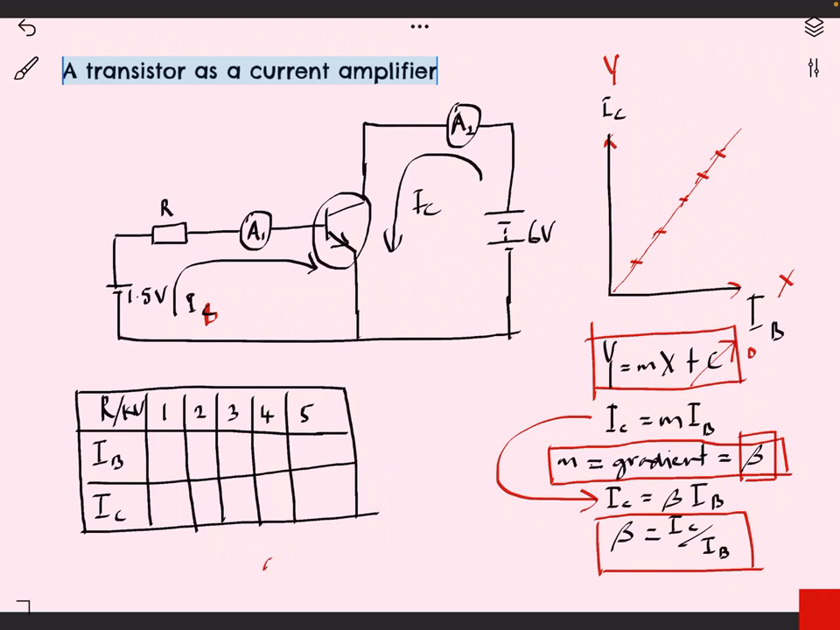You can use the word amplification factor. This is the amplification factor of this transistor. So different transistors have different amplification factors. I hope you understand this. So you can apply this formula to find the amplification. And in the next video, we are going to learn how a transistor can be used as an automatic switch.